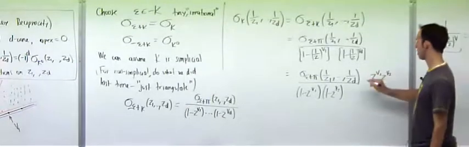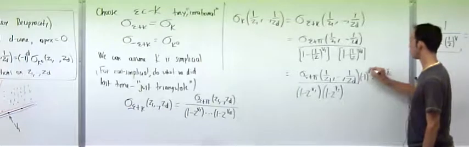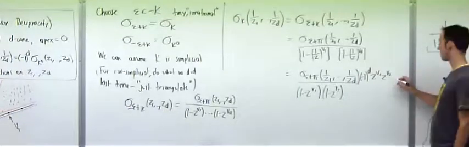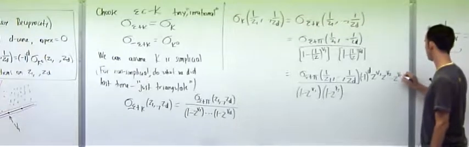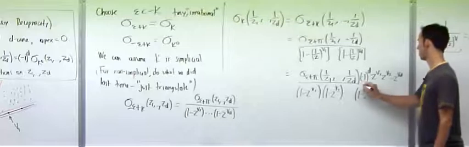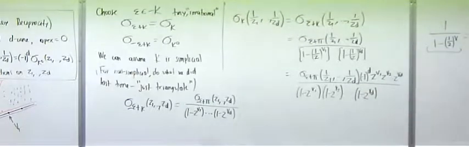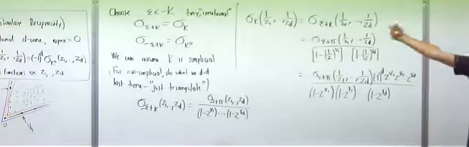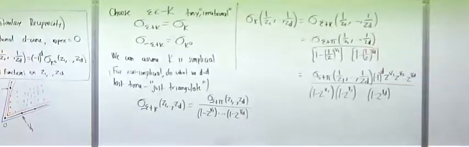So in other words, the signs that I get are minus 1 to the d. And I get all of these factors, z to the v1, z to the v2, up to z to the vd, over this. Okay? So that's just some computation. But what that does is that it gives me an expression for the left-hand side of Stanley reciprocity.